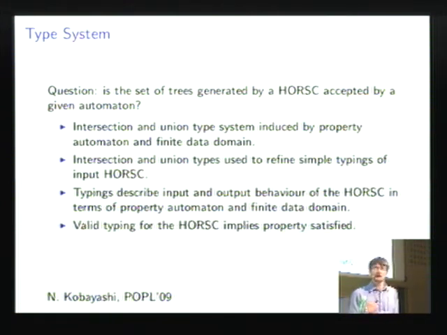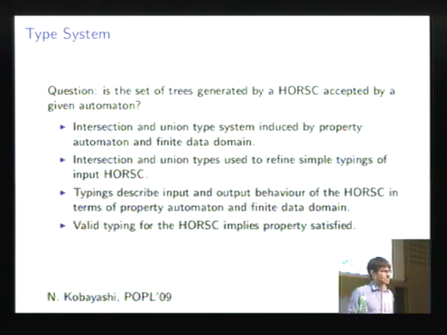For example, given a state Q from the automaton, if you can give a term of base type, that type, Q, that guarantees for us that any tree generated by that term would be accepted from state Q of the automaton. Or equivalently, we could perform the annotation that I showed you previously without ever getting stuck in the transition function. Furthermore, a valid typing for the HORSC as a whole implies that the property is satisfied, and I'll explain what this means in a bit more detail.